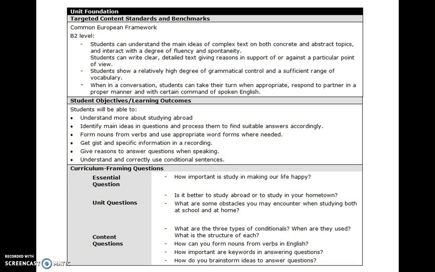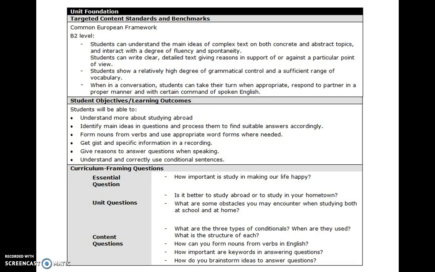Throughout the unit, students will be able to understand more about studying abroad through their project, identify main ideas and questions and process them to find suitable answers accordingly. They will also be able to form nouns from verbs and use appropriate word forms where needed. Also, they can get gist and specific information in a recording. They can give reasons to answer questions when speaking, and finally can understand and correctly use conditional sentences.